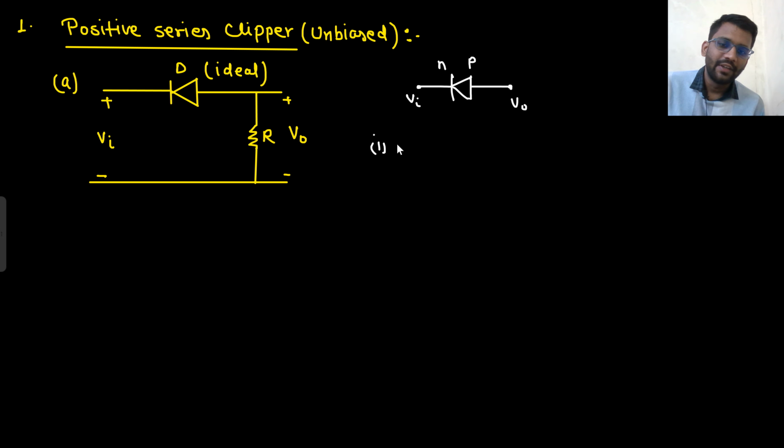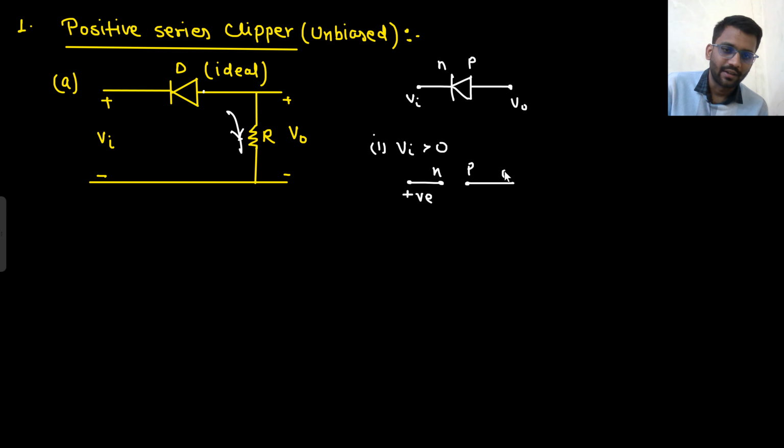Tell me one thing. If V in is greater than 0, what will happen? If V in is greater than 0, apply the open circuit test. This is your N side, this is your P side. This side is greater than 0, that means this side is positive. And this side, here it is open circuited, so there will be 0 current through the resistor, so 0 will come here. This is grounded, so 0 volt will come here, because we are applying the open circuit test, right? Now the N side is positive, the P side is 0 volt. So what will happen? Diode will be off.